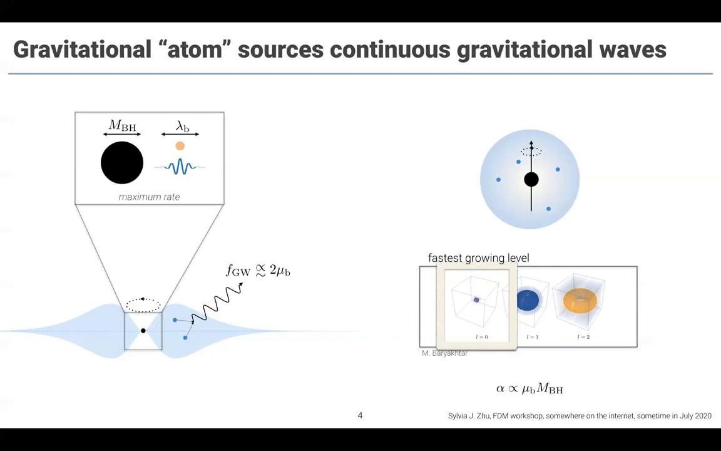And the frequency of the gravitational wave just depends on the mass of the boson, great. They're bosons, they're all in the same state. So what you get is coherent gravitational wave emission at a single well-defined frequency. And these are known as continuous gravitational waves.